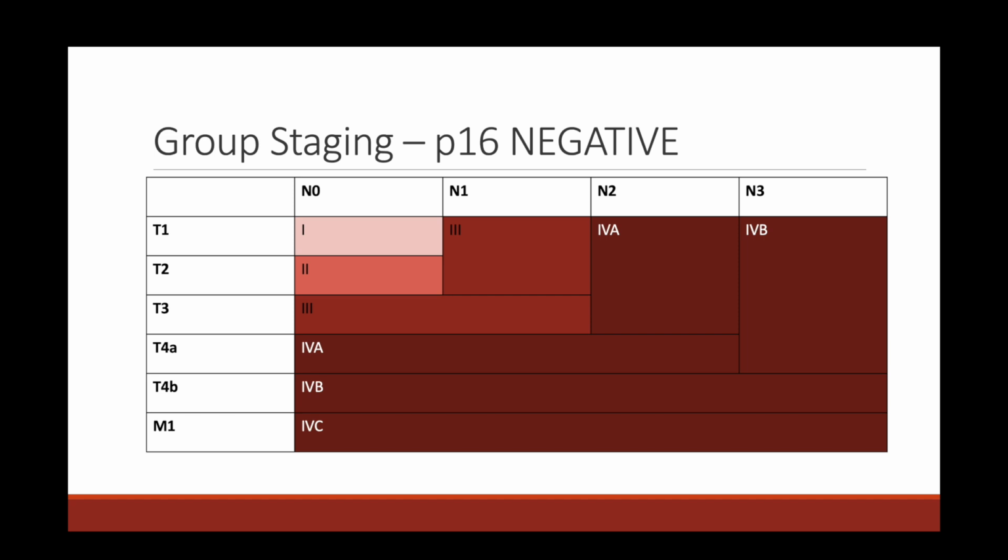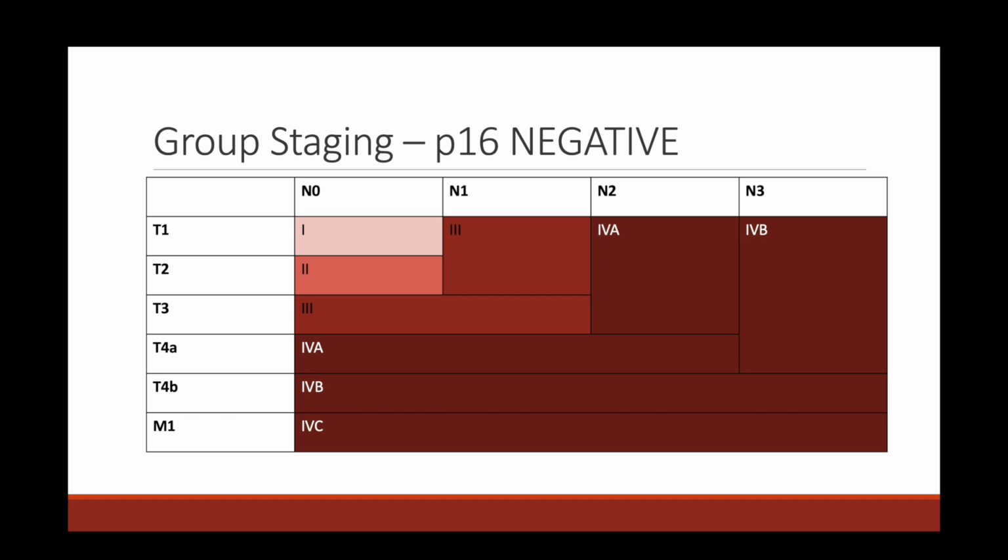So here's the group staging for P16 negative tumors. And you can see that 4C is limited to anything that has distant metastasis, so M1. 4B is anything that's T4B or N3 nodal status. Stage 4A is anything that's T4A or N2. And then anything that's T3 or N1 is stage 3. And stage 2 is just T2N0, stage 1 is just T1N0.